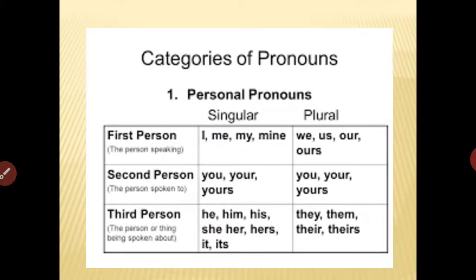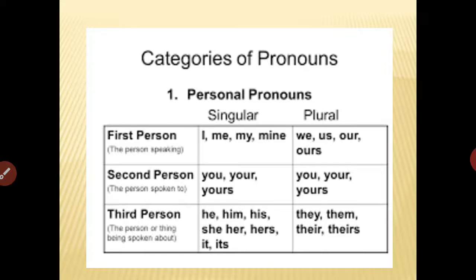Let's see the table of personal pronouns, which is bifurcated among singular and plural, then categorized according to the person: first person, second person and third person. Now let's speak about first person. In the first person, we have singular: I, me, mine. Plural: we, us, our, ours. You will come across such words in a sentence, then you will identify that that is a personal pronoun.